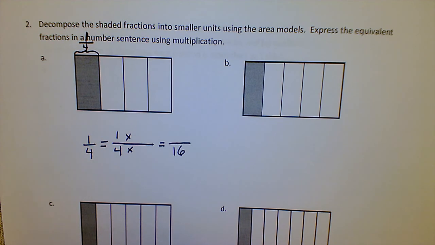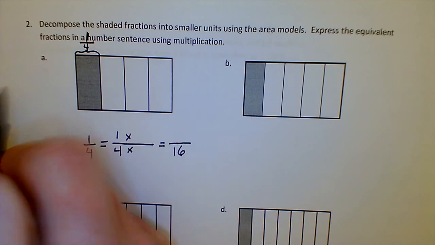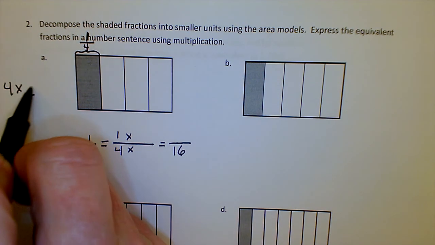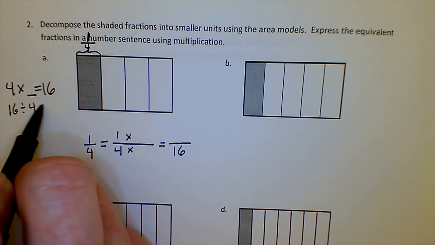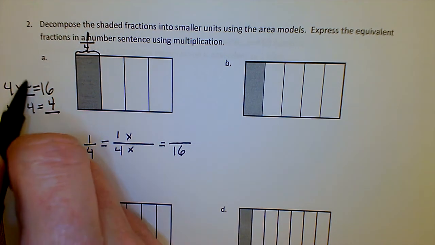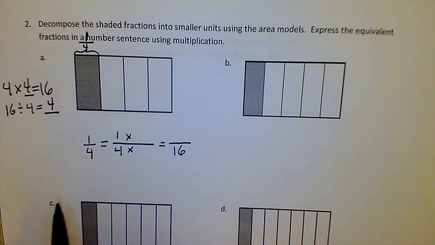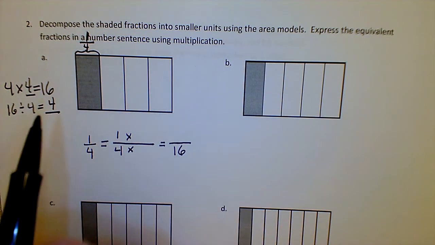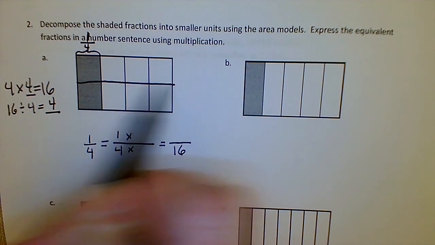And again, if I'm doing that, another thing that I can do is kind of on the side here think to myself, 4 times what number is 16, or 16 divided by 4 gives me what number? And you should be able to figure out that that other number is 4. So I need to split each of these up into 4 pieces. I'm going to have to draw 3 lines to make 4 pieces. So that's going to be nice and easy.